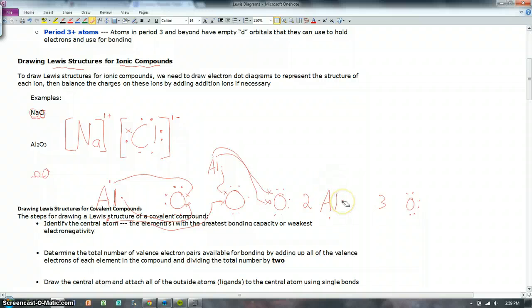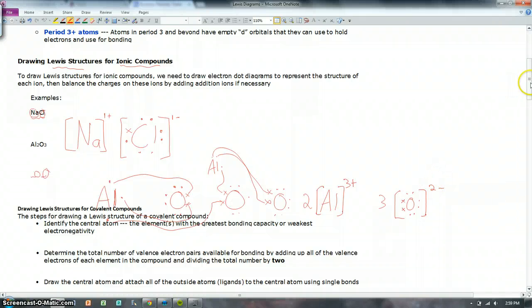So aluminum loses its electrons. It lost 3 electrons, so it becomes 3+. Oxygen gains 2 electrons, so it becomes 2-. And now we have the proper sort of demonstration of this compound: 2 aluminums at a 3+ charge and 3 oxygens at a 2- charge.